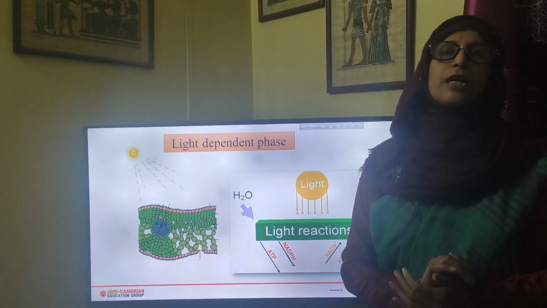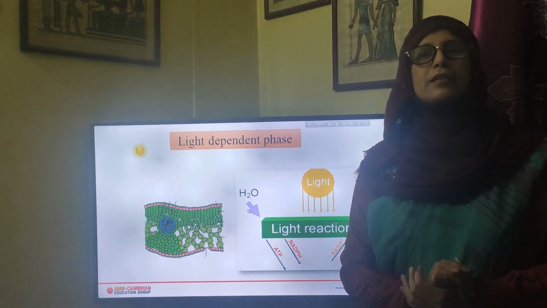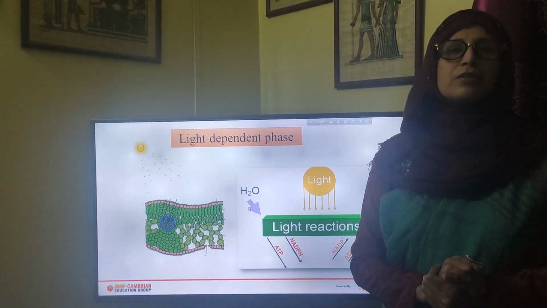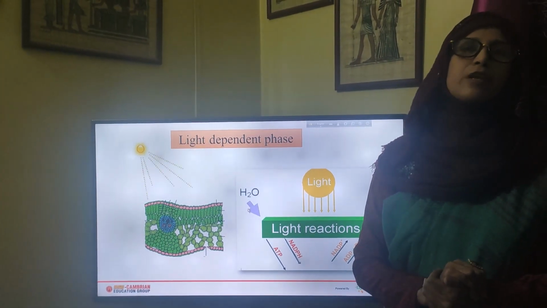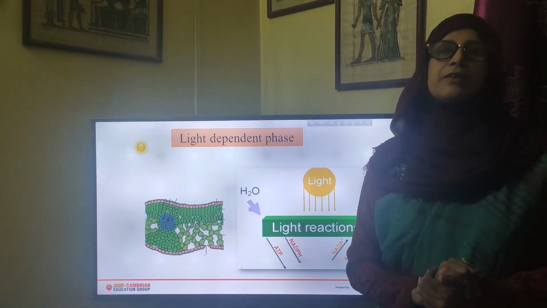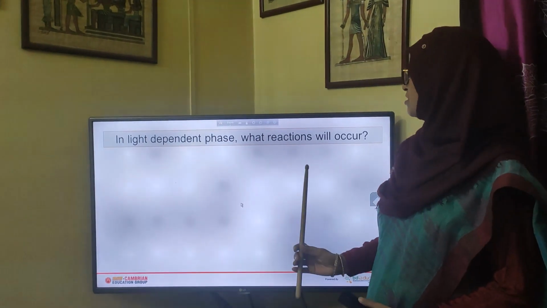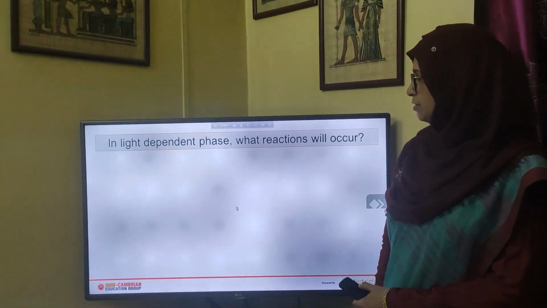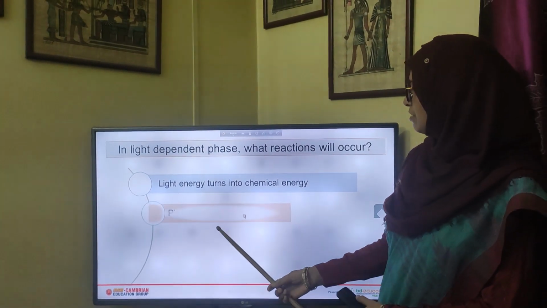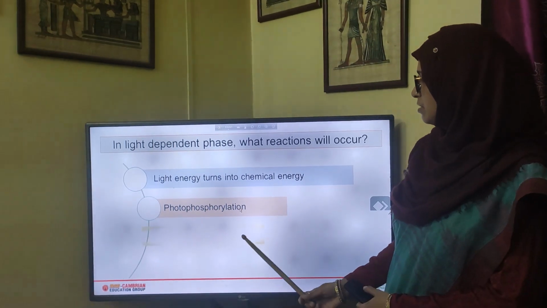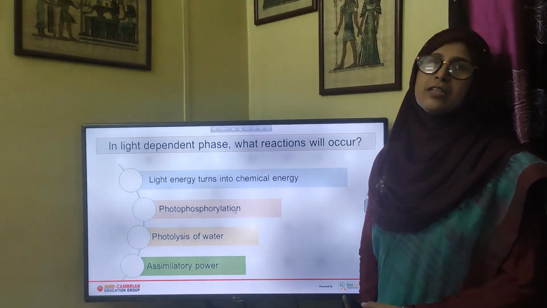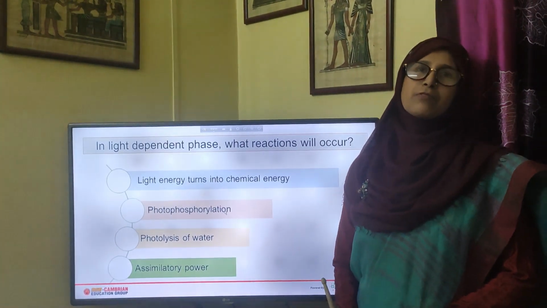This energy is converted into ATP. In the production of ATP and NADPH + H+, chlorophyll has a great role, because the chlorophyll molecule first absorbs the photons from the sunlight and produces this ATP and NADPH2. In the light dependent phase, what reactions will occur? First, light energy turns into chemical energy. Secondly, photophosphorylation. Third, photolysis of water. And last one is assimilatory power. Now I will describe these four reactions.